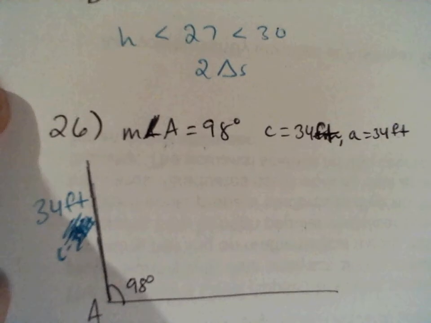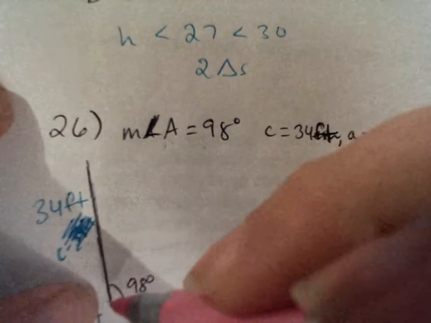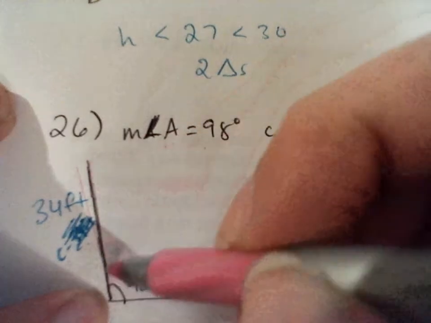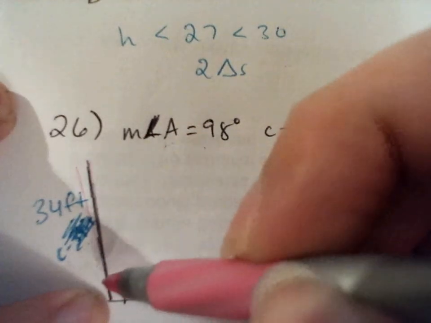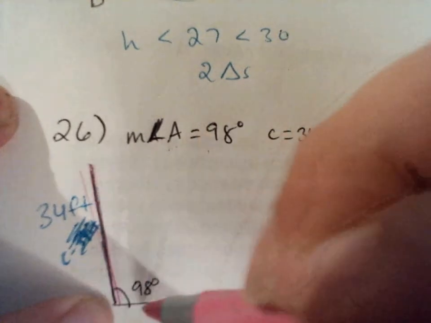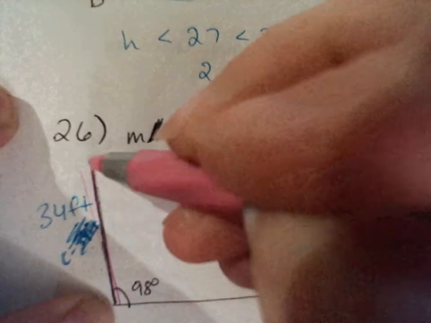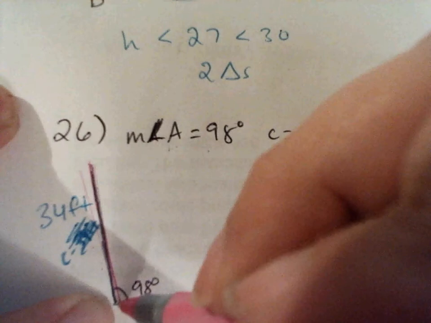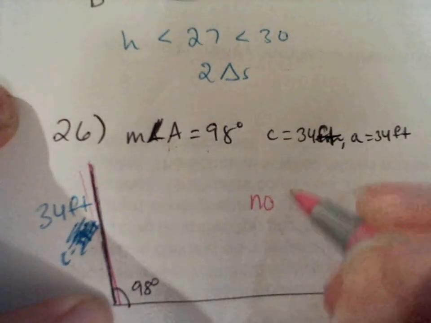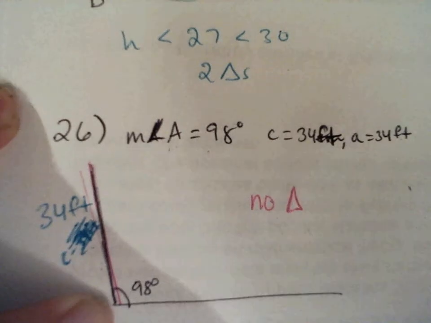Okay. If I create this right here, and I go out 34 feet, and then my other side length is 34 feet, if I try and do that, it goes from here to this horizontal and this side of it would just come straight back down, and it would not create a triangle. So, I have no triangle. Or 0 triangles.